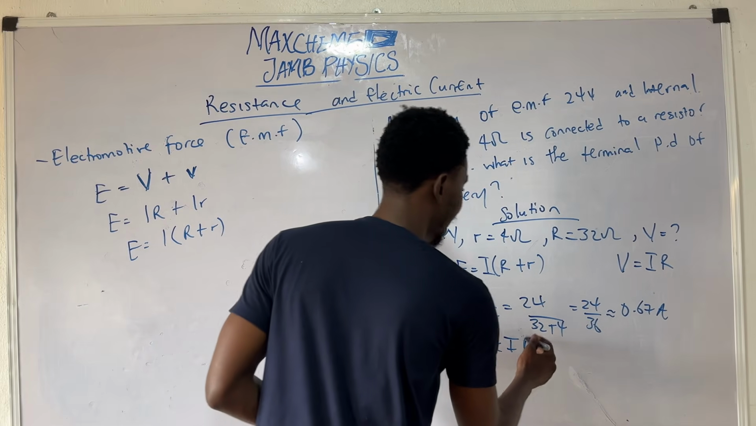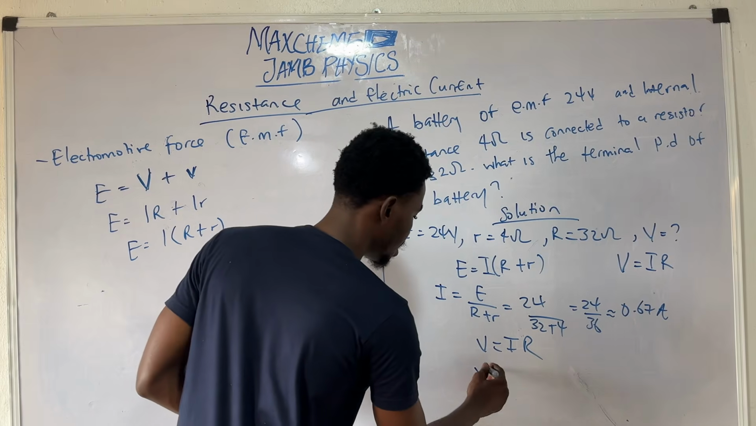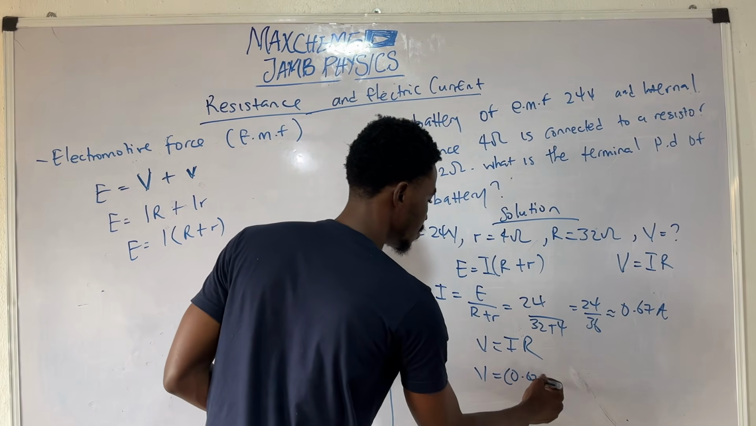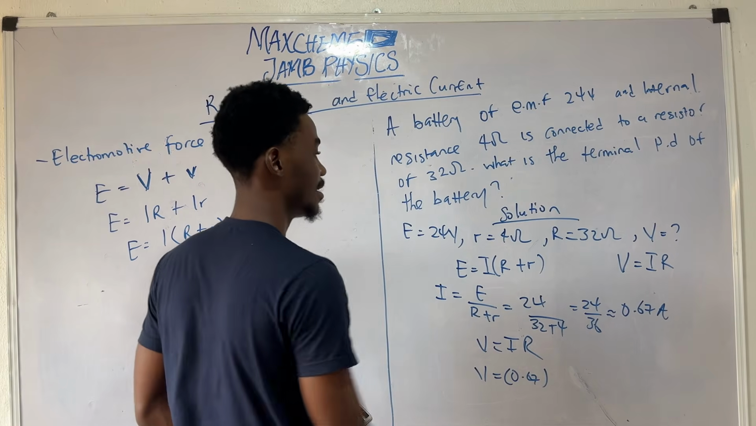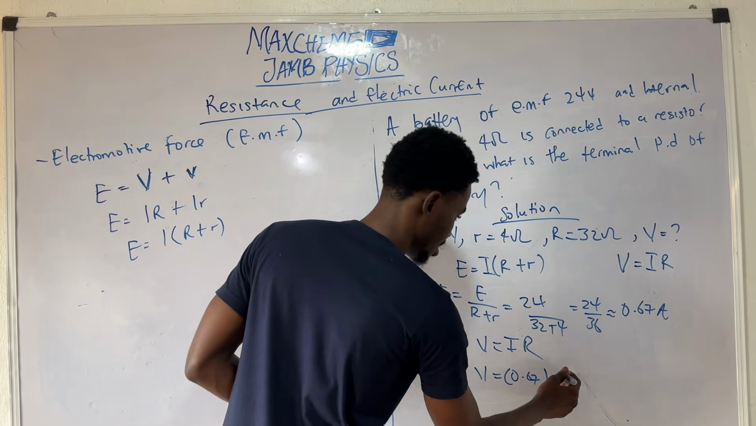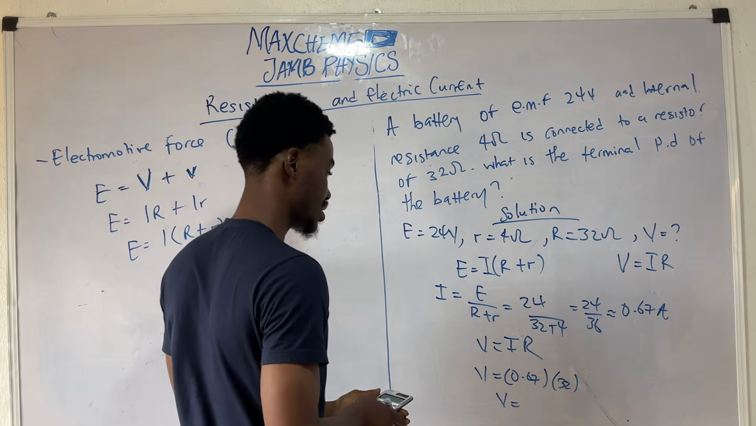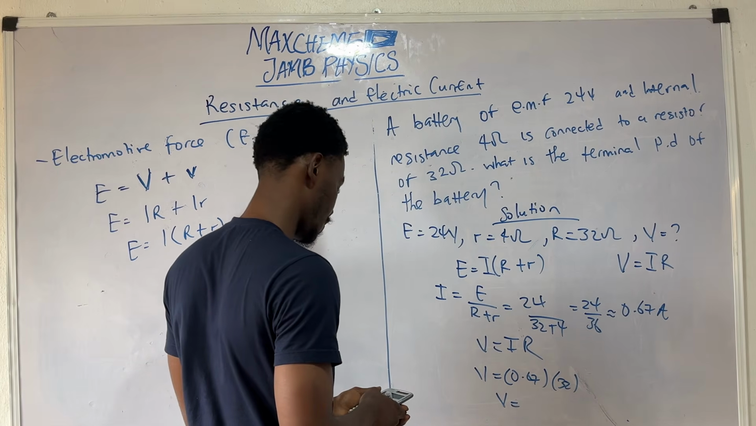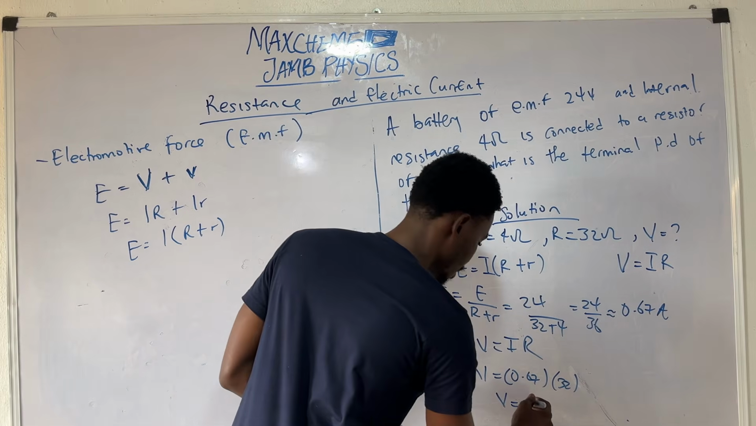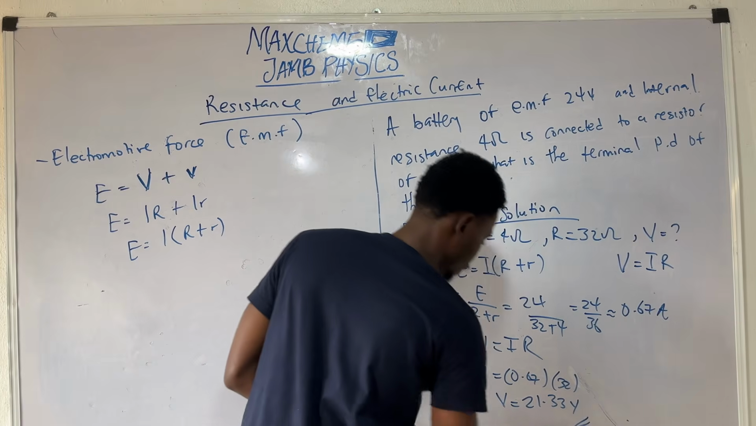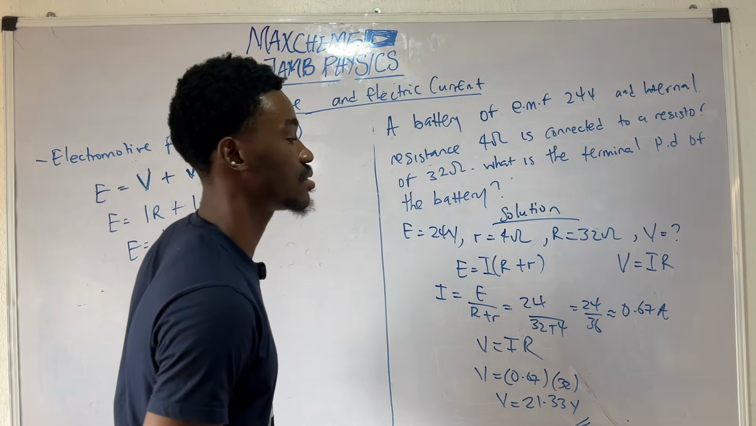Since V is equal to IR from Ohm's law, V is equal to the current found, which is 0.67, multiplied by the resistance here, which is 32. So V is equal to 0.67 multiplied by 32. And that gives me 21.33 volts. So this is how you solve a question like this.